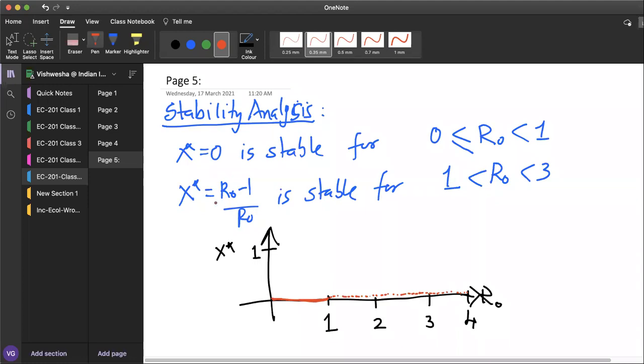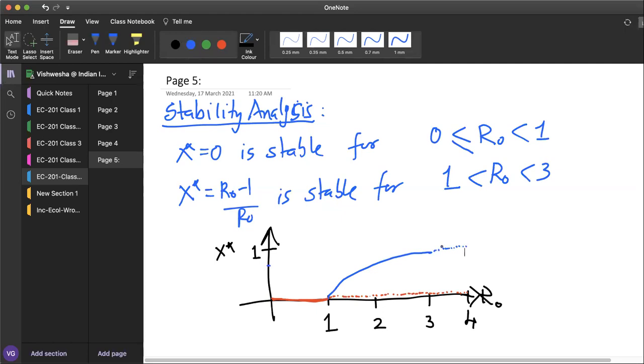Okay. Now let's look at this equilibrium. This equilibrium is stable for R0 greater than 1 and less than 3. So up to 3. So what is the value it reaches at 3? It's 3 minus 1 by 3. That will be 2 by 3. So 2 by 3 is somewhere here. So it reaches that value here. So it will look like this. And then it becomes unstable beyond that. So I will plot it like this.